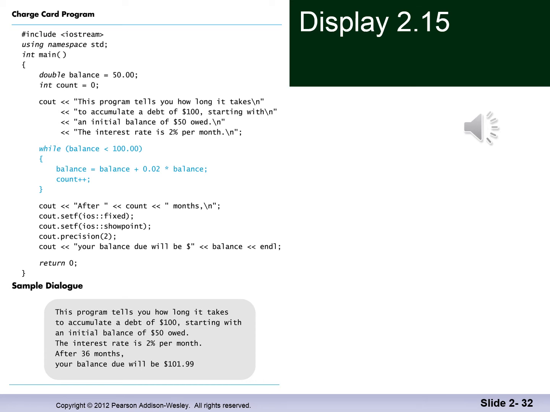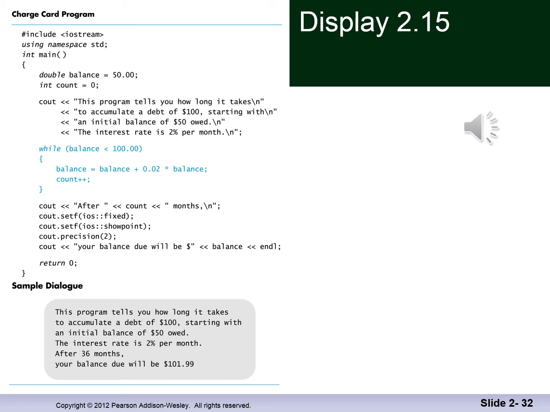We go right into the while statement. While balance is less than $100, well, balance starts at 50, so we're good. We drop down into the loop body. Balance equals balance plus 2% times balance. If you remember, the first month, 2% of 50 was $1, so the balance becomes 50 plus $1, or $51. And then count gets incremented by 1.